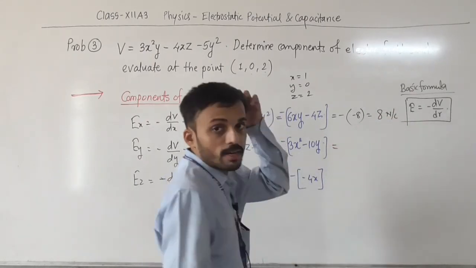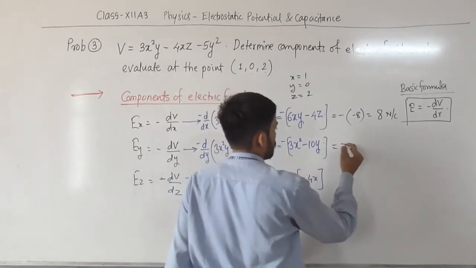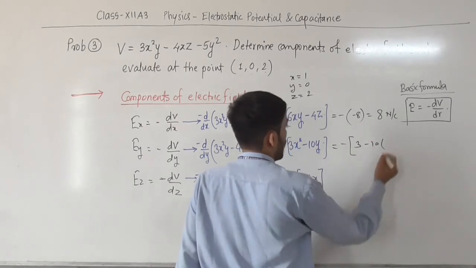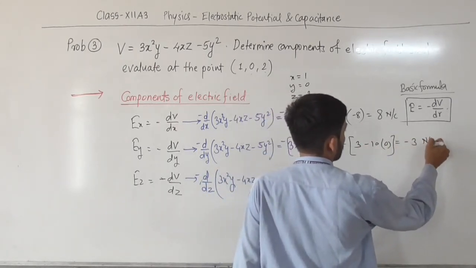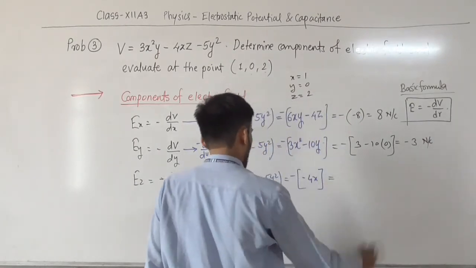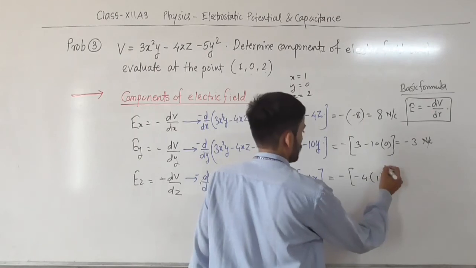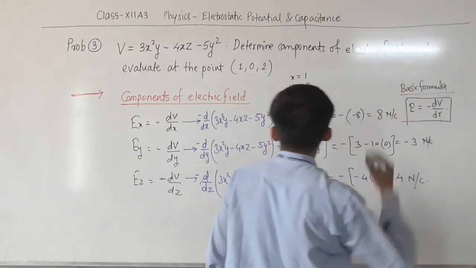यहाँ पे कितना मिलेगा बेटा? यहाँ पे मिलेगा x स्क्वायर में 1 का स्क्वायर 1 माइनस इंटू ब्रैकेट 3 into 1, 3 माइनस 10 into y 0 मतलब माइनस 3 आएगा. माइनस 3 न्यूटन पर कूलम. और यहाँ पे कितना आएगा? माइनस ऑफ माइनस 4 into 1. सो माइनस प्लस 4 मतलब 4 न्यूटन पर कूलम.